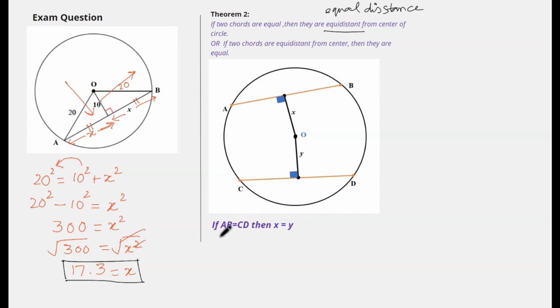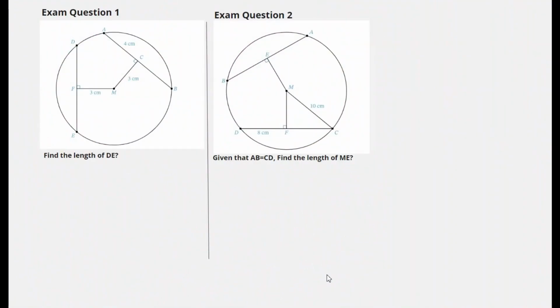So statement 1 is: if AB and CD are two equal chords, then x equals y. And the converse statement is: if x equals y, then AB equals CD. So it can go both ways. Let us proceed to a few questions on theorem number 2.